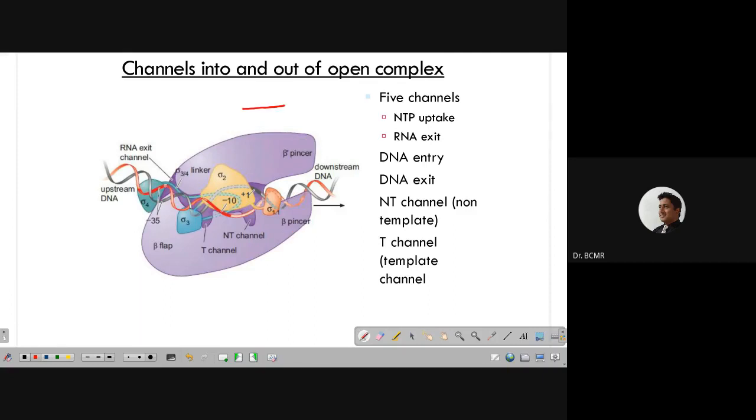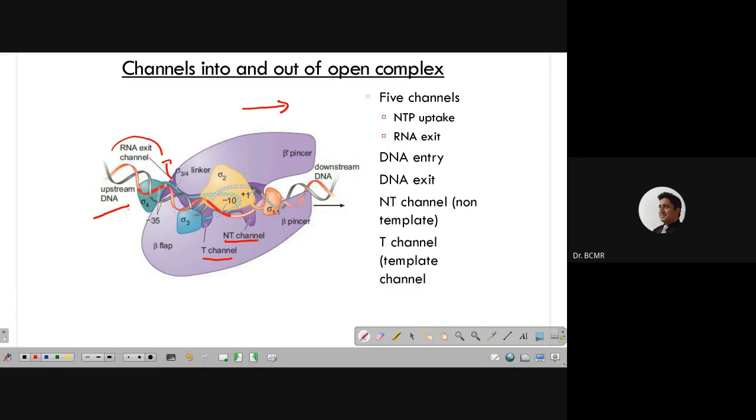RNA polymerase will move in this direction, and it will keep on moving. And we will just look at some of the channels. First is the NT channel. That is where the nucleotides will come. T channel, that is the template region, the DNA template that is moving here. And you have an exit channel. This is the exit channel, where the RNA exits. And you'll also have the DNA that is exiting.